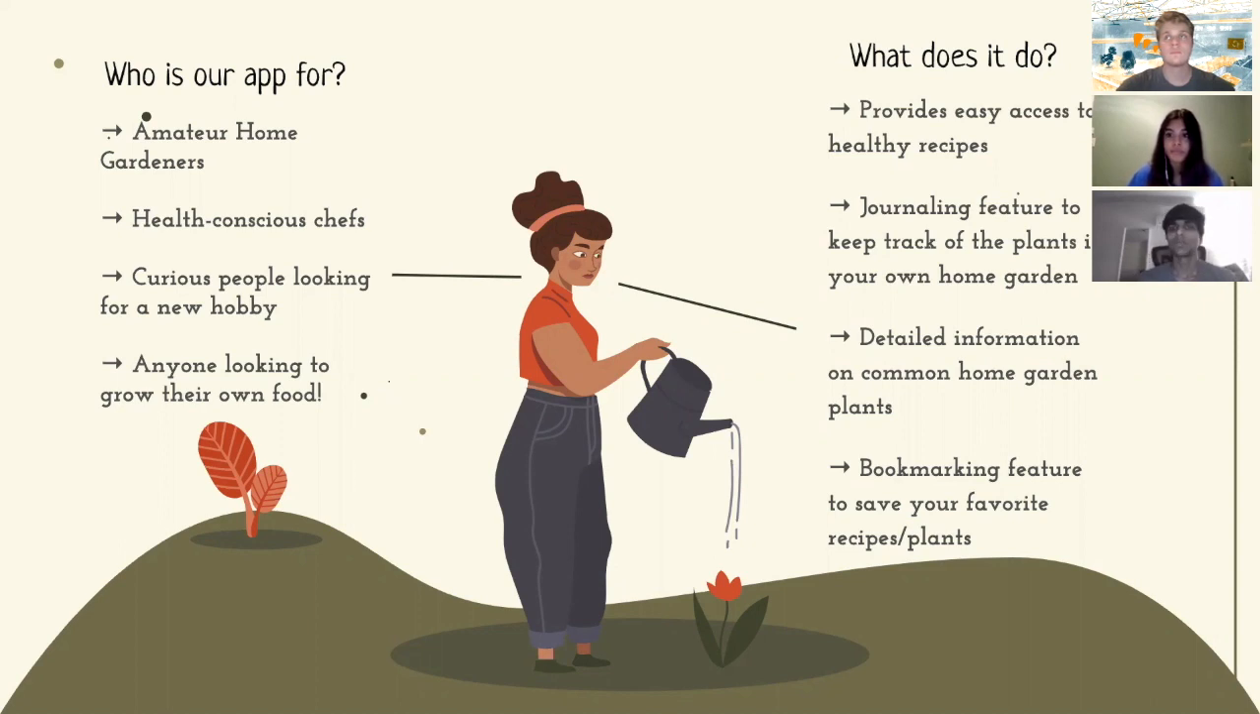In terms of what it does, essentially our app is a tool to access healthy recipes easily, and a tool to keep track of your home gardening progress, quickly jot down recipes while you're tending to your garden, provides detailed information on some of the most common plants grown at home, and also has a bookmarking feature to keep track of your favorite recipes or plants.